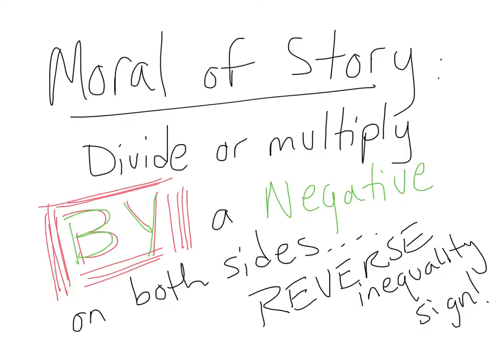So the moral of the story is, if you multiply or divide by a negative on both sides of the inequality, your job is then to reverse the inequality so that the original inequality maintains its integrity and provides the proper solutions. Good luck. May the math be with you.